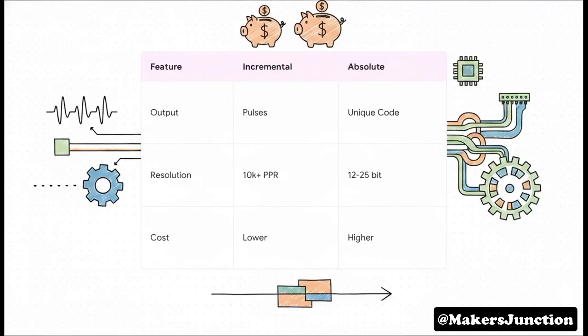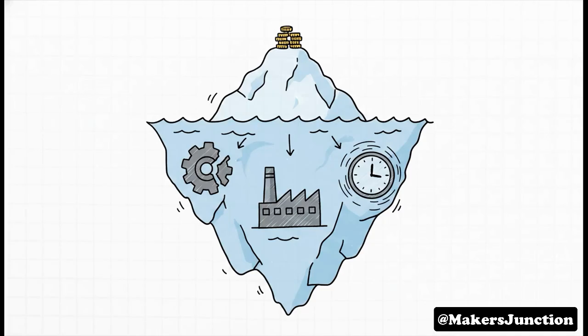When we look at the specs, the architectural differences are pretty massive. Incremental encoders give you simple pulse trains, up to 10,000 or more pulses per revolution. Not bad, right? But absolute encoders output a highly complex, unique multi-bit digital code that represents millions of unique positions. And because absolute encoders are processing way denser data, they require more complex serial communication and, naturally, a higher upfront investment. But we really have to look past that initial price tag.